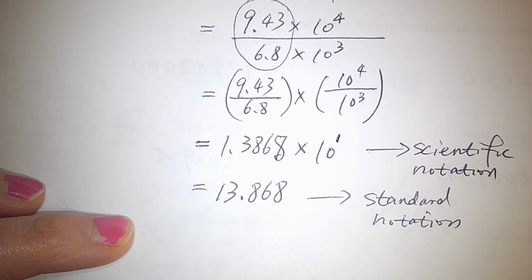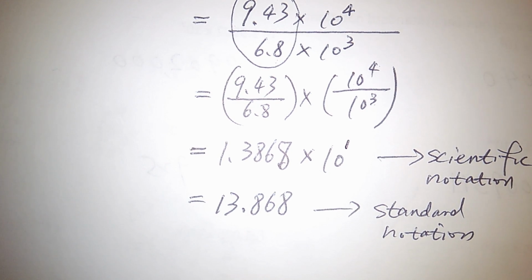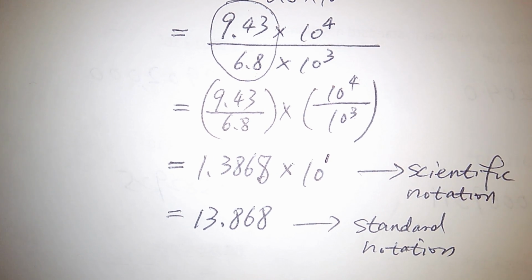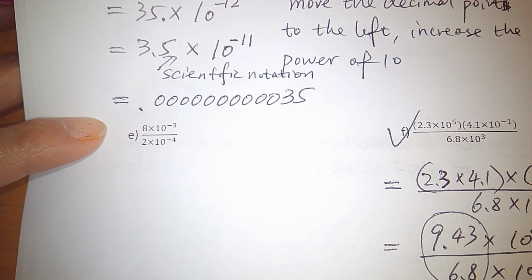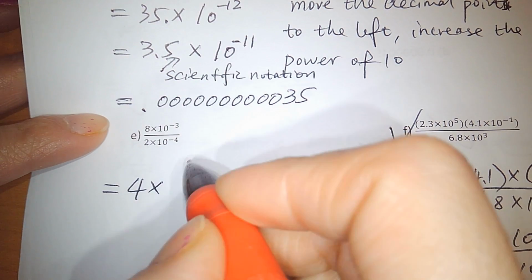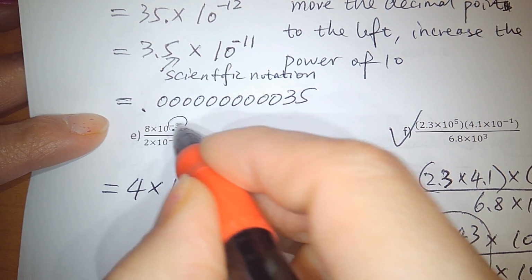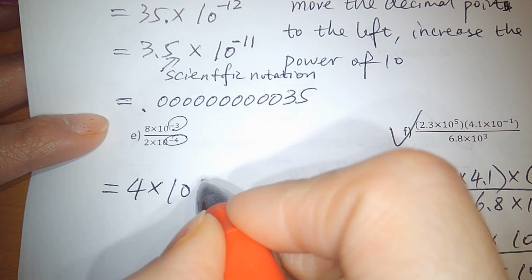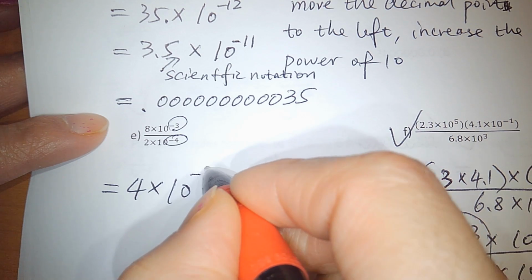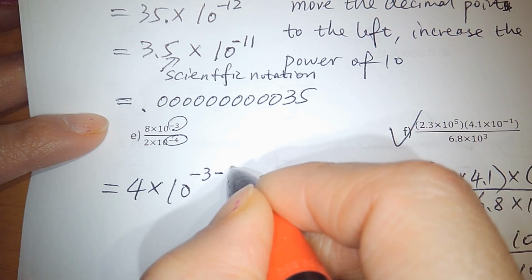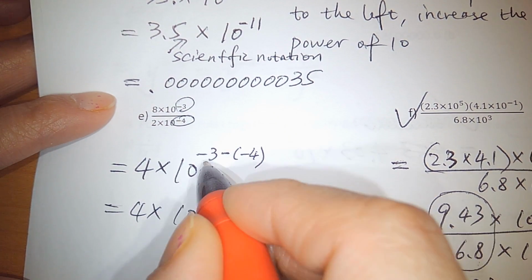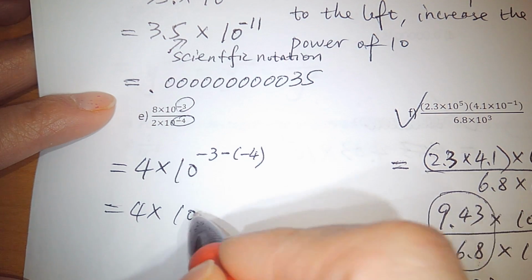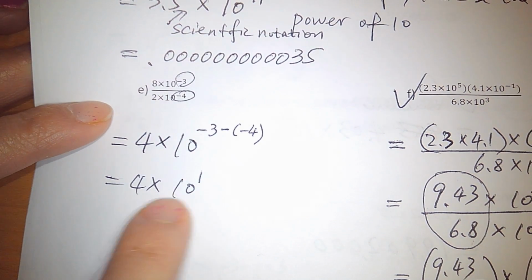Right? What's up? So I was looking at E. So do we move the 1 over or no? Because 8 divided by 2 is 4. Yes. This is 10 to the negative 3 divided by 10 to the negative 4, right? Yeah. So for division we use what? Subtraction. So use negative 3 minus what? Negative 4. That gives us a 4 times, what is negative 3 minus negative 4? 1.